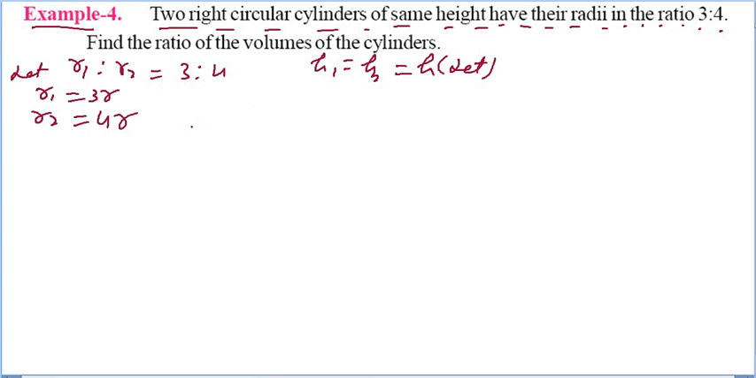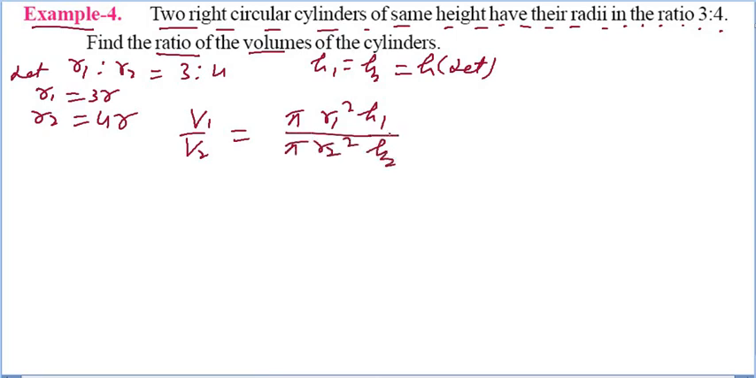So ratio of their volume, that is V1 upon V2. So we can say pi r1 square h1 and here is pi r2 square h2. Now pi is cancelled. So r1 is given as 3r, so you have to write 3r square and h1. And here is the 4r square and h1.